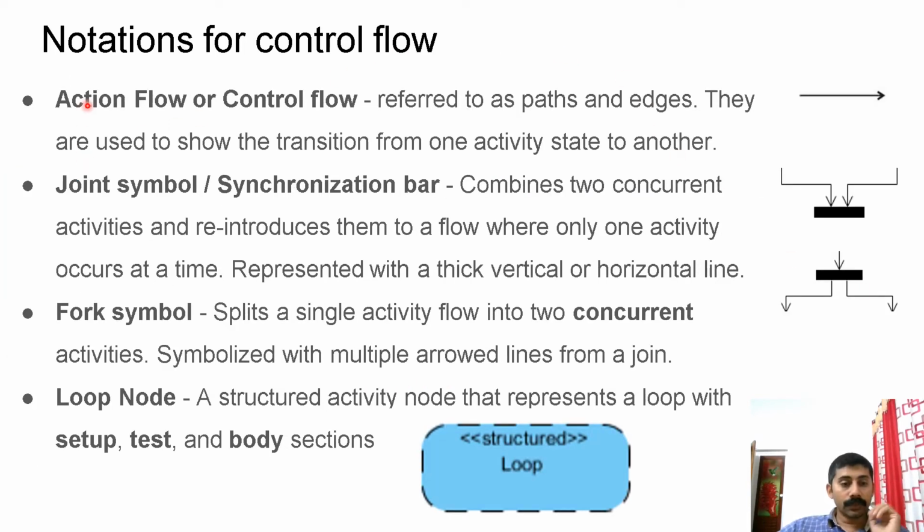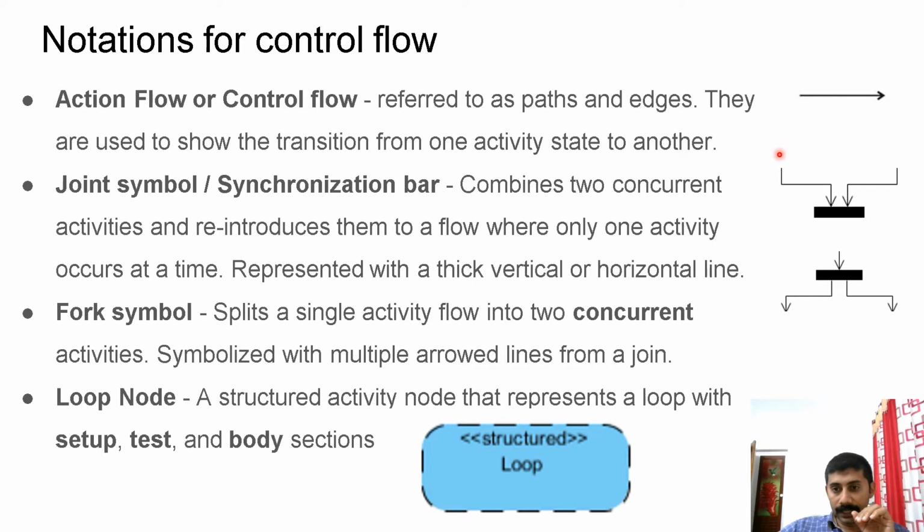Okay, notations for control flow. Action flow or control flow referred to as path and edges. They are used to show the transition from one activity state to another. See, this action flow is represented by this line with an arrow. Join symbol or synchronization bar combines two concurrent activities and reintroduces them to a flow where only one activity occurs at a time. Represented with a vertical or horizontal line. See, this is nothing but the synchronization bar.